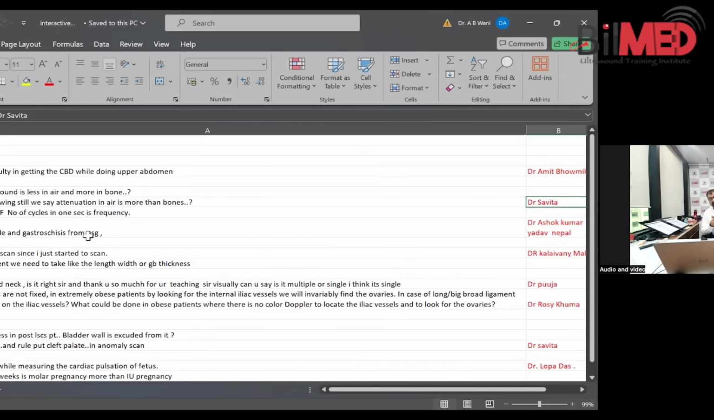Dr. Ashok is posting how to confirm an omphalocele from ultrasound. I already told you that the language is original. We just copied and pasted the questions over here. So the question actually is how to make a diagnosis of omphalocele and gastroschisis, how to differentiate it.